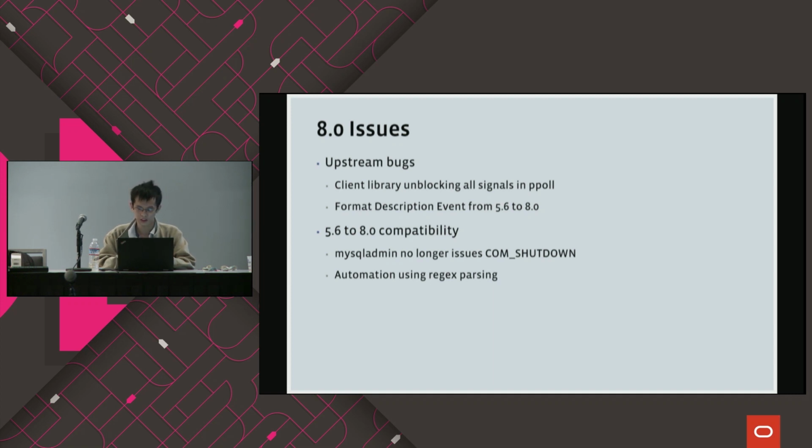Some other issues that we've hit include stuff like mysqladmin no longer issuing COM_SHUTDOWN. Instead, it uses the SHUTDOWN query to achieve the same thing. Because we skipped 5.7, we actually missed the opportunity to make the migration there, since in 5.7 they've deprecated the COM_SHUTDOWN RPC.